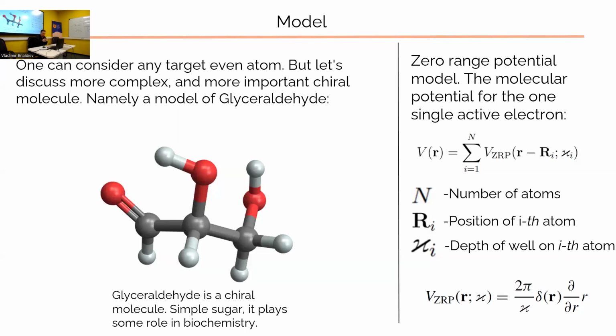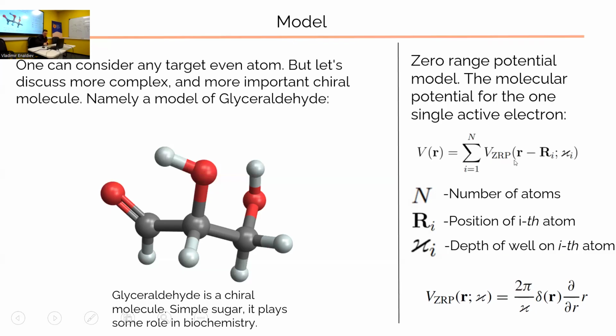We can consider any target, but we consider a complex target. It's for example, a molecule. Namely, we consider the glyceraldehyde molecule. It's a chiral complex molecule, and we describe it by the zero range potential model. So recall we work in the single active electron approximation. So our electron lives in the following potential. It's a sum over these zero range potentials.